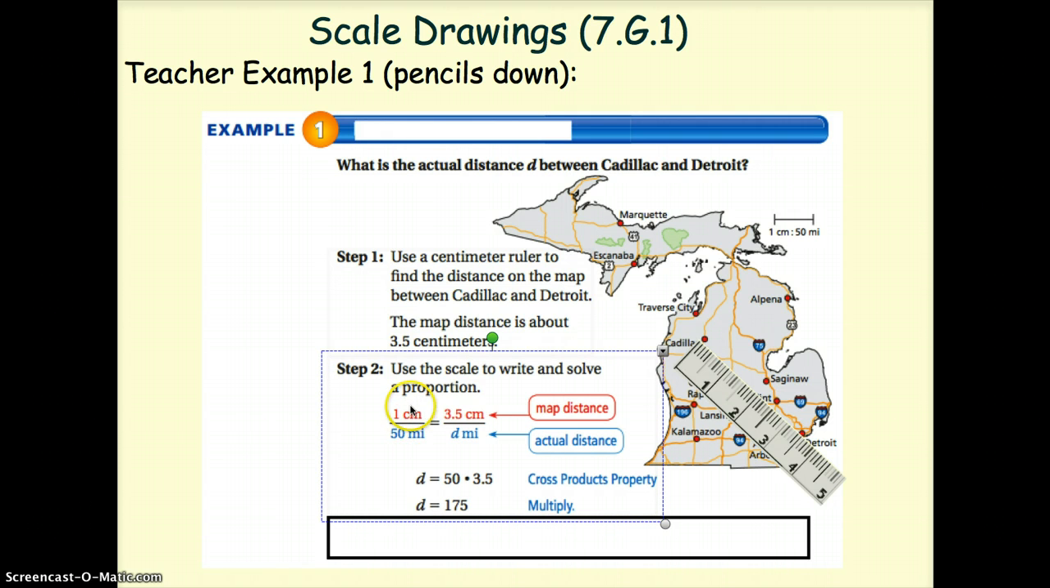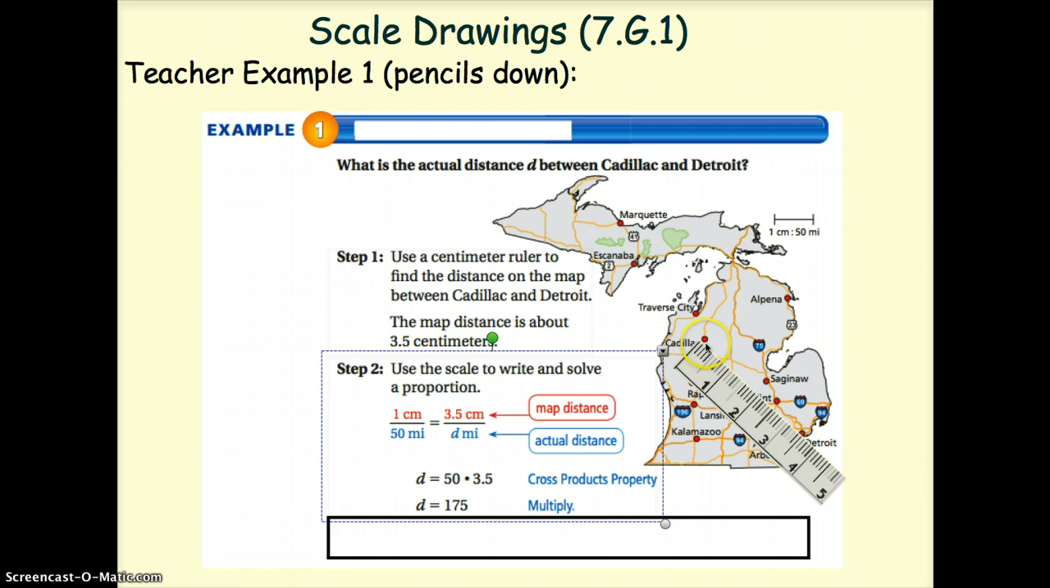Okay. 1 centimeter over 50 miles is proportional to 3.5 centimeters over some mystery amount of miles. Now, as you know, I can cross multiply. 1 times d is simply d. 50 times 3.5, I've got that written right here. I need to multiply and I will get 175.